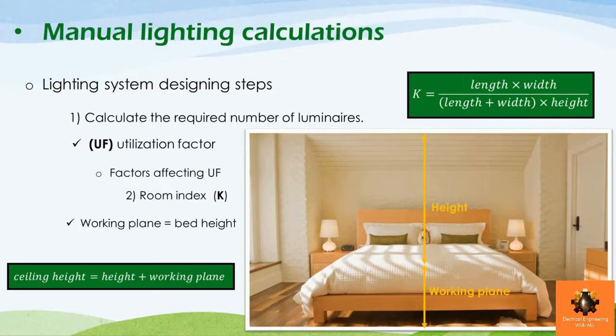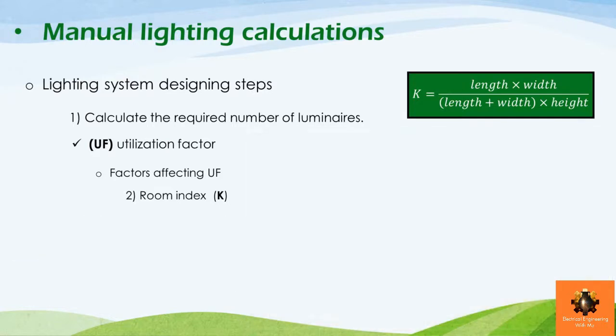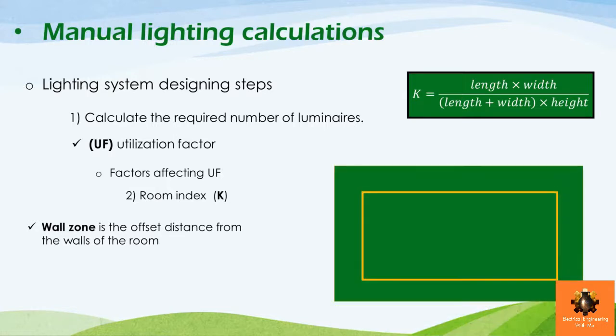But the working plane is not the only parameter we need to take into account when making the lighting design, as the lighting design depends on another parameter which is called the wall zone, and the wall zone is the offset distance that the furniture sits away from the room walls. For example, if this is the room area, we will have a distance that the furniture sits away from the walls of the room. So if the furniture lies inside this orange rectangle, we will have an offset distance from the walls of the room, which is called the wall zone.